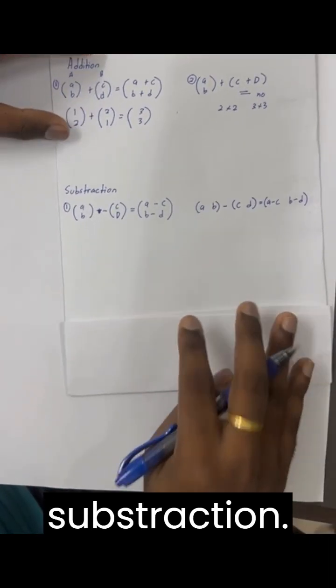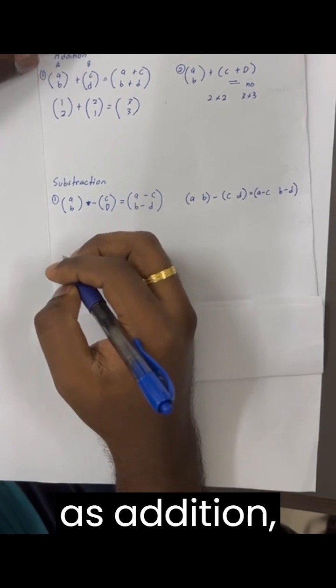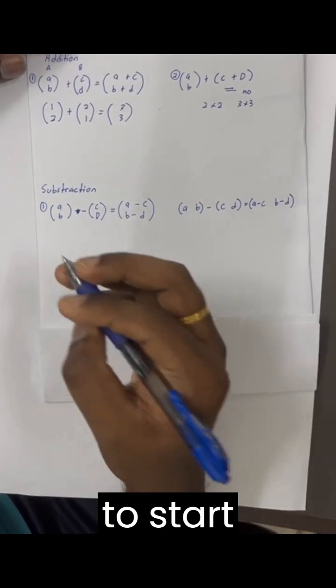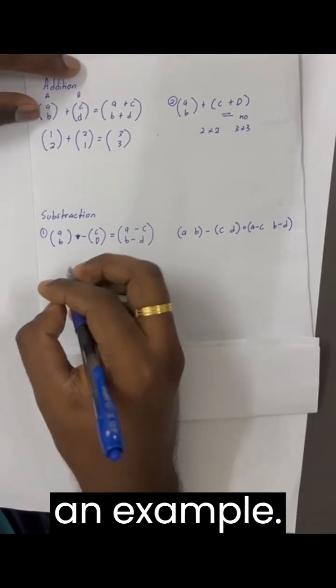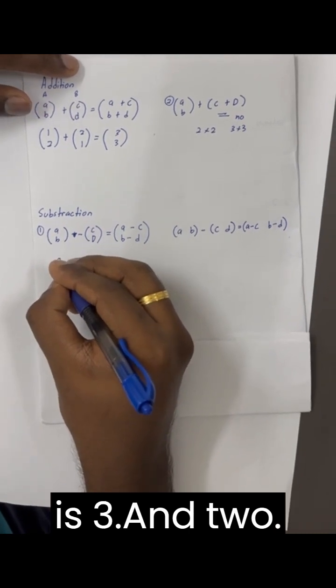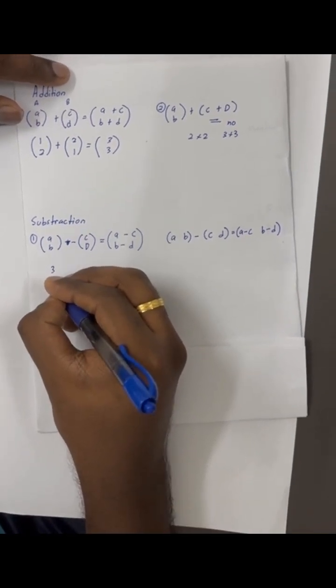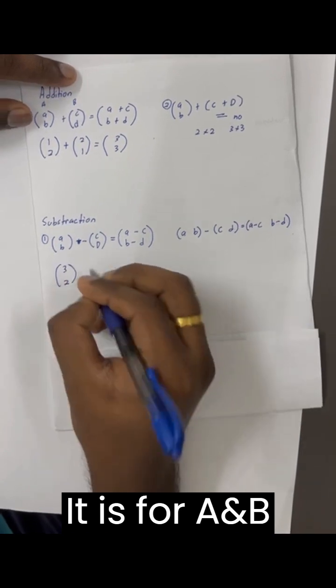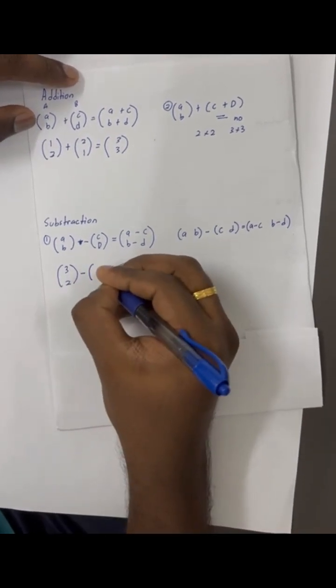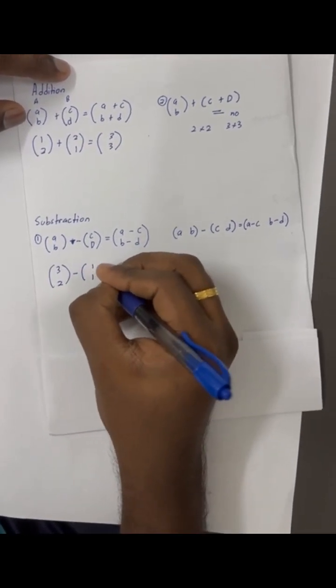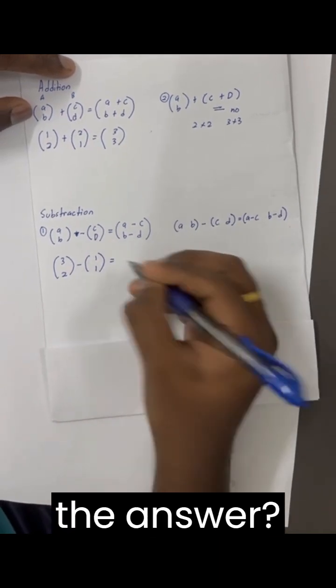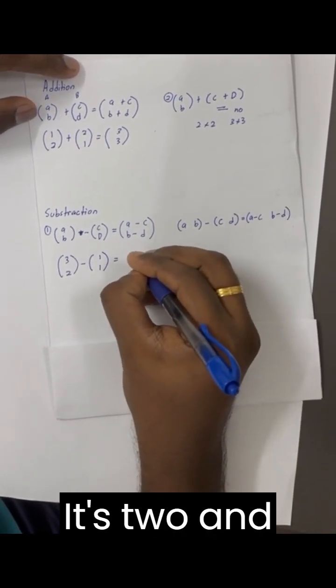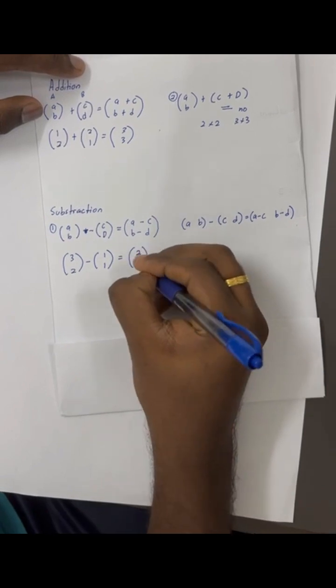And the next is subtraction. It's the same as addition, just that you have to subtract. So let's do an example. The first example is 3 and 2, which is for A and B. We minus it with 1 and 1. So what is the answer? It's 2 and 1. It's very simple.